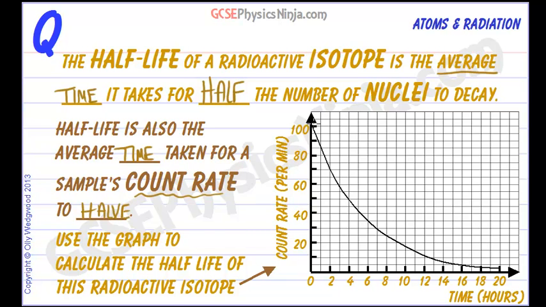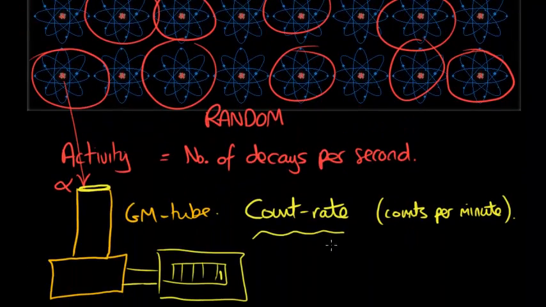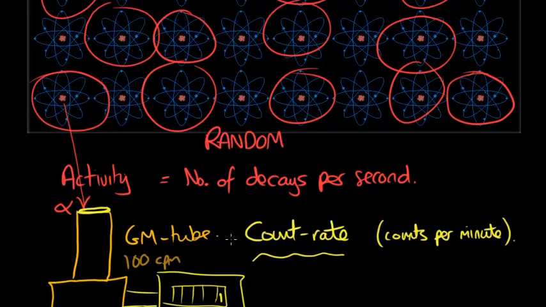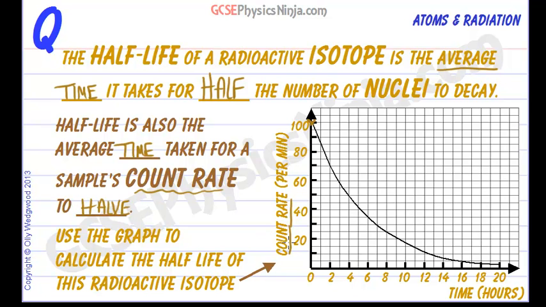Now we can calculate half-life if we have a graph of count rate per minute versus time. Or if this axis here was the number of nuclei remaining, the number of undecayed nuclei remaining, you'd get a very similar curve. So let's do a calculation, but we're going to use count rate. To calculate the half-life, start at the initial count rate, which this Geiger-Müller tube is detecting, 100 counts per minute from this sample. And what's the time taken for it to halve from 100 counts per minute to 50? Well, we take a ruler and rule across and rule down, and we see that the time is from 0 to 4, so it's 4 hours.